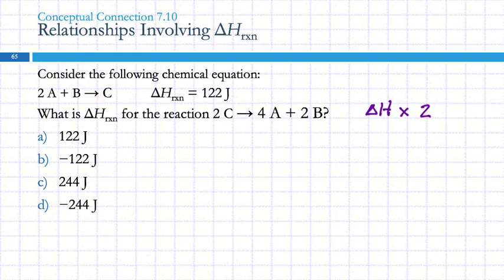What's the other thing that's different? It's flipped. This has C as a product, and this is reversed. It has C as a reactant. So that means the energy is going the other way. So then I multiply by -1. So for this reaction, 122 times 2 would be 244 joules, and then times -1 would make it -244 joules.